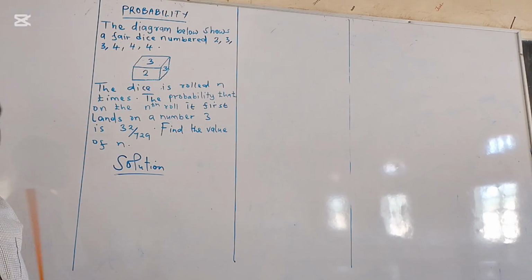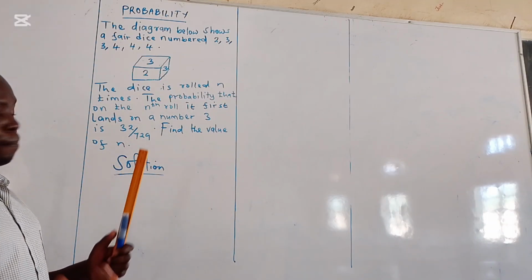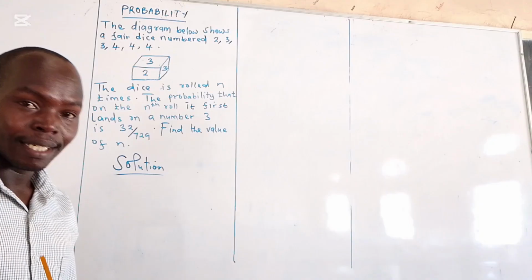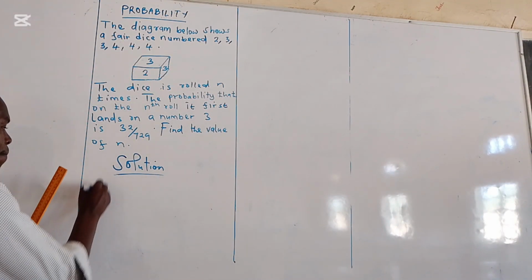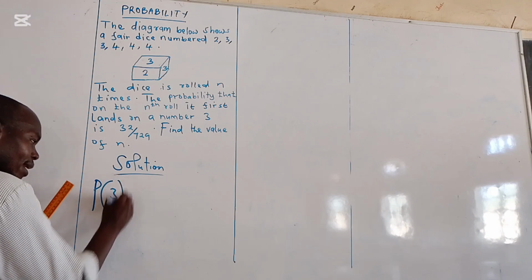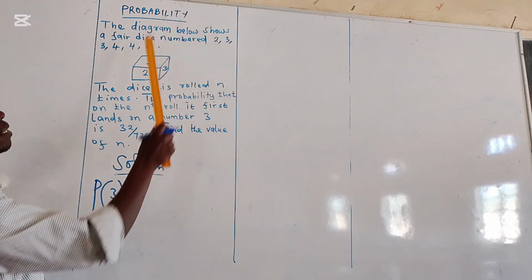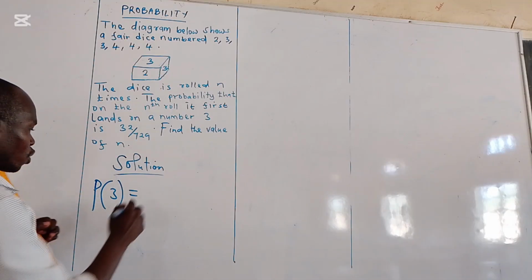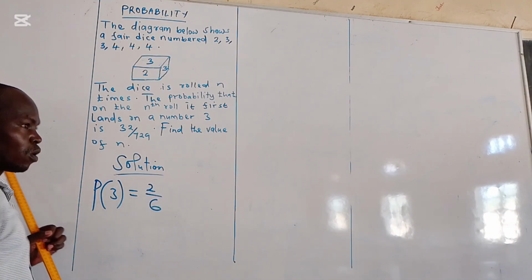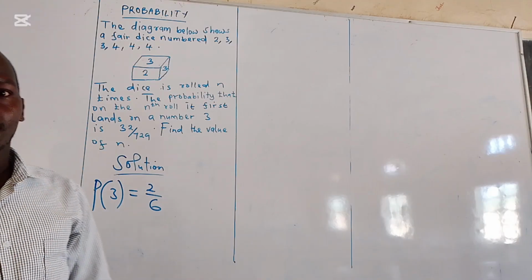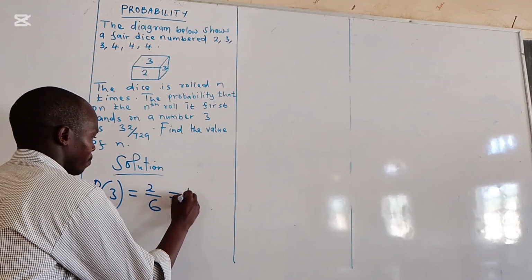So solution, the first thing I want us to find is the probability that a 3 lands. The probability that a 3 lands is the number of faces marked 3, which is 2, over the total number of faces, which is 6. This one gives us a third.